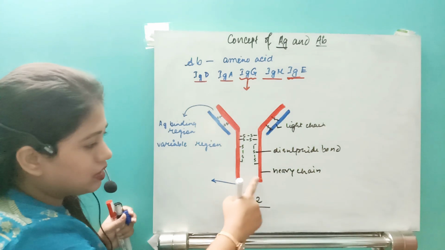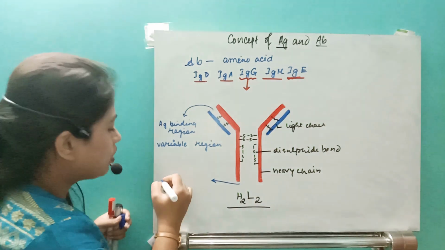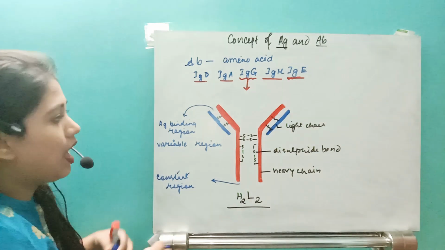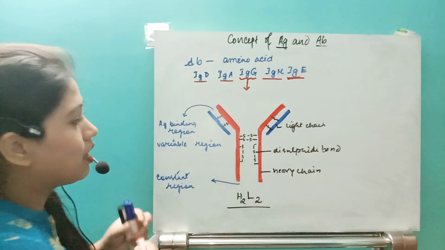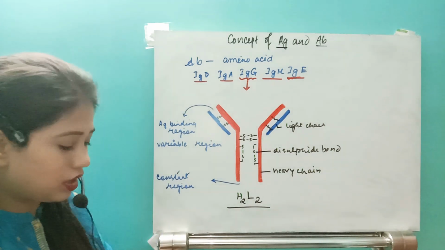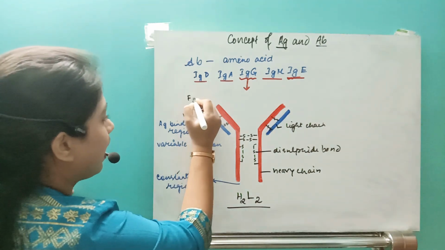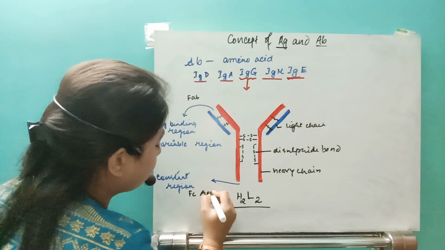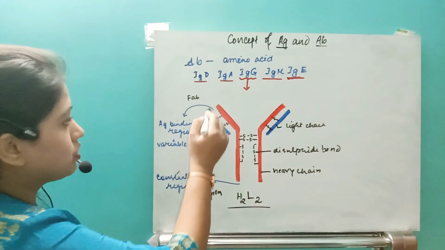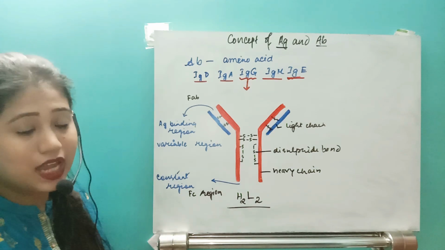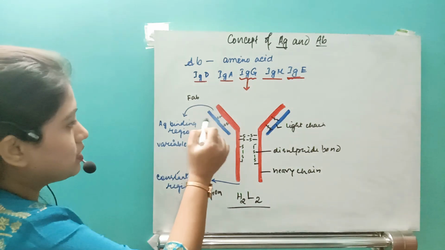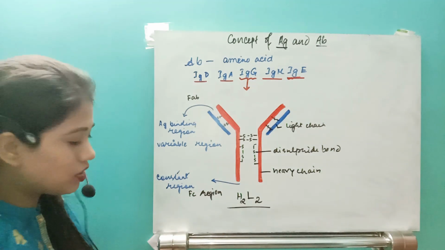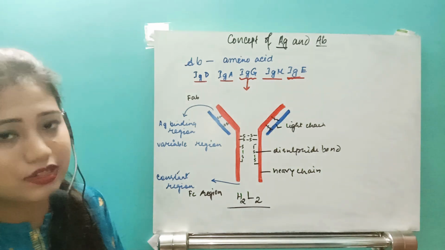And this region where only the heavy chains are found is known as the constant region. Now the region where we can see the antigens attach to the antibody is also known as the FAB region. And this constant region is also called the FC region. The FAB region is the fragment where the antigens attach to the antibody, and where the antigens cannot attach is known as the FC region, or fragment crystallizable region.